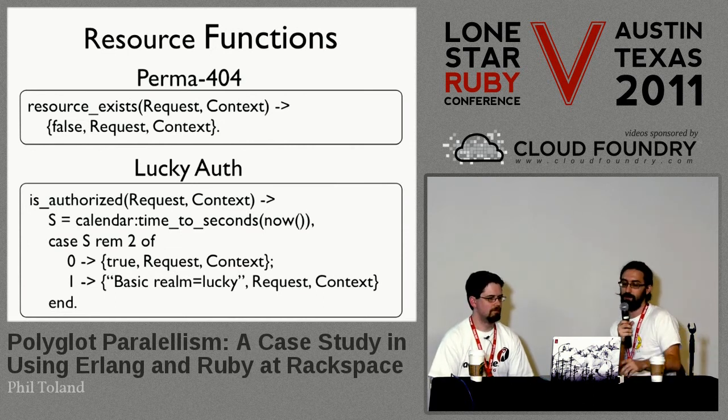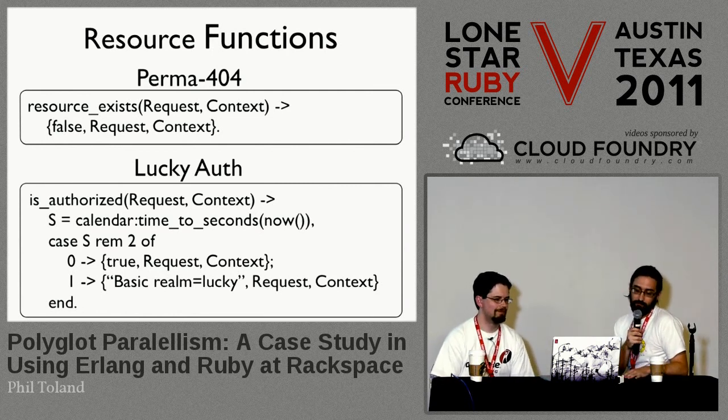So permanent 404. And the second is authorization, implemented in the worst way possible. Basically what that does is it finds out the number of seconds that have elapsed since midnight. If that is an even number, you can get in. And if it's odd, then you have to try to make another request.